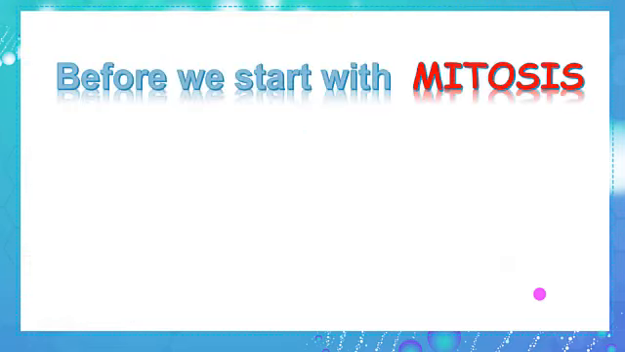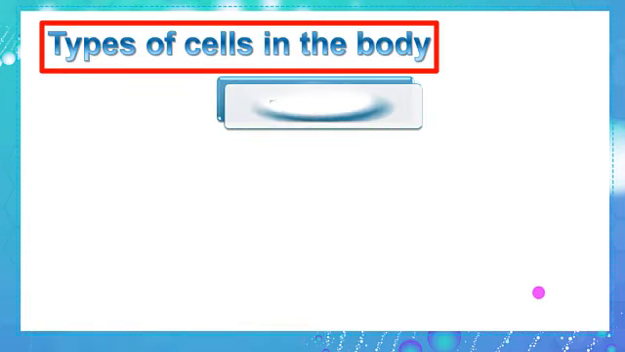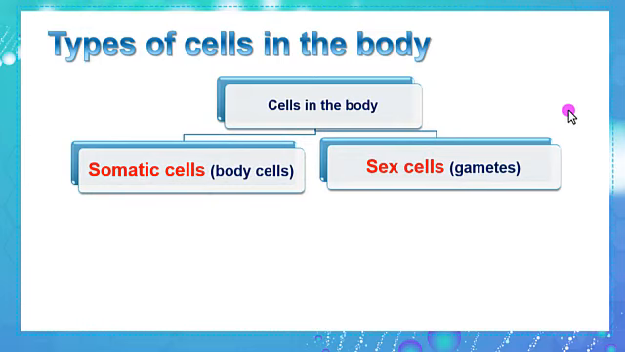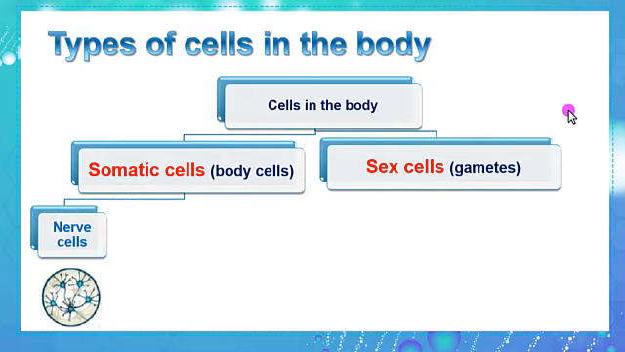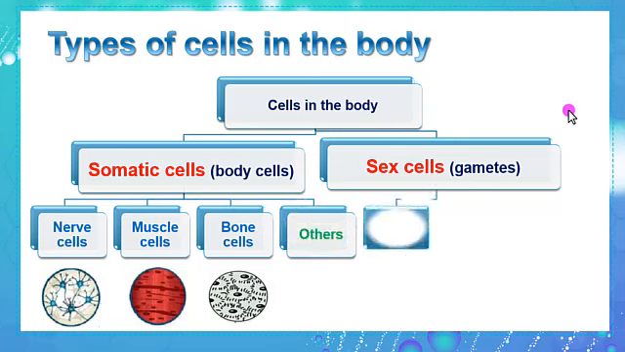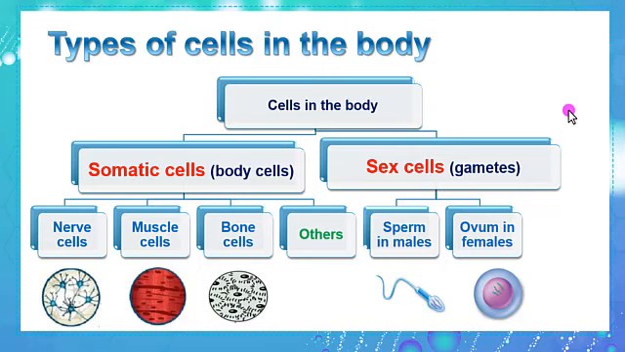Before we start with mitosis, let's begin with types of cells in the body. Cells in the body are classified into two types: somatic cells or body cells, and sex cells or gametes. Let's mention some examples of somatic cells, such as nerve cells, muscle cells, bone cells, and others. While in the sex cells we have two types: sperm in males and ovum in females.